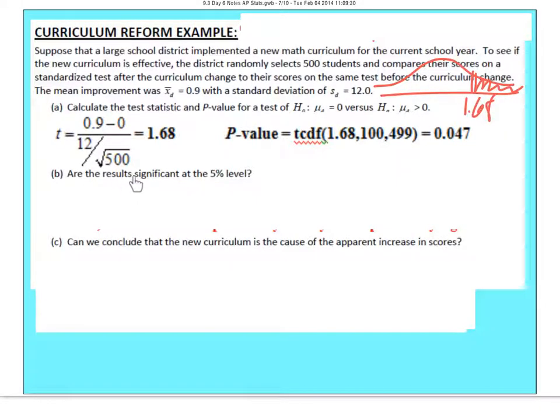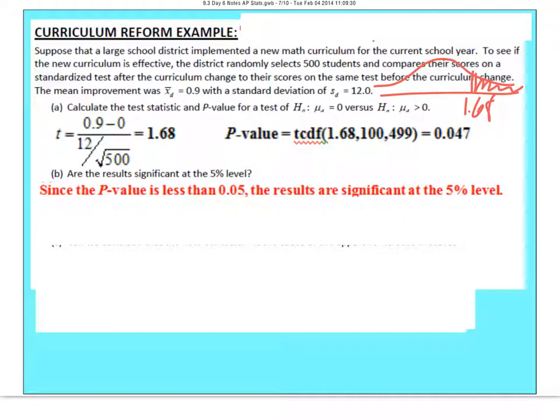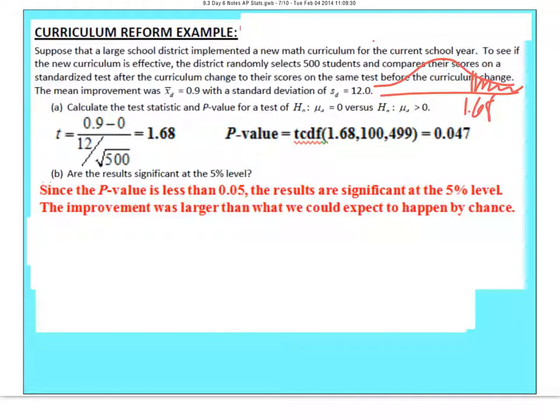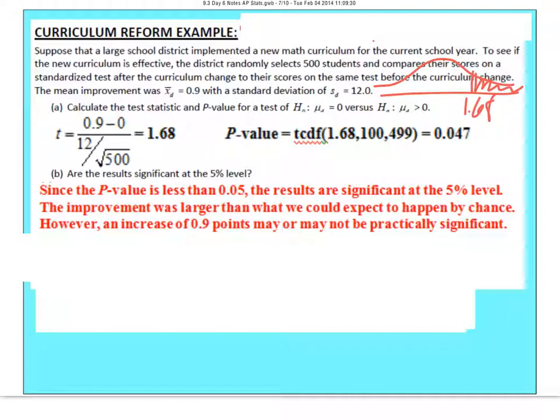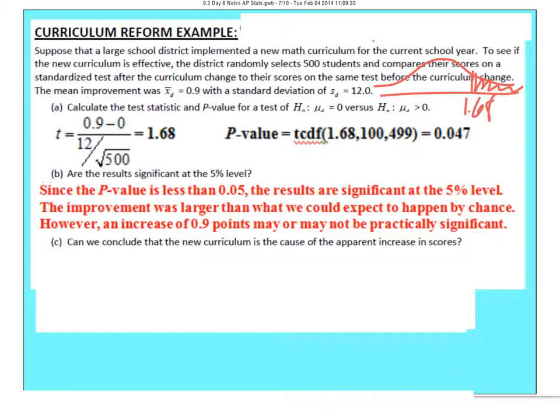Well, if we're looking at a significance level of 5%, are the results considered significant? Well, think about it. In this case, p is less than 5%. Therefore, we would reject H sub O and we would conclude H sub A. Does that mean significance? It does. Since the p-value is less than 5%, the results are significant at the 5% level. The improvement was larger than we could expect to happen by chance. However, an increase of 0.9 points may or may not be practically significant. So it wasn't a huge increase in the reality of it all, but it was somewhat significant statistically.